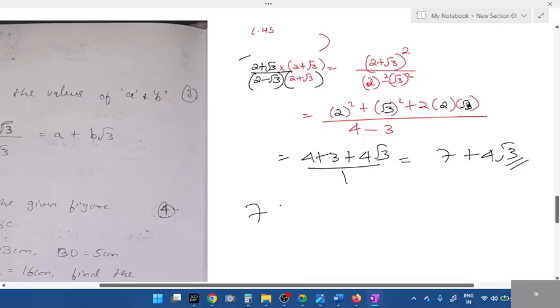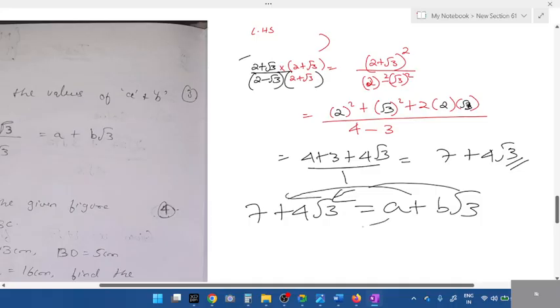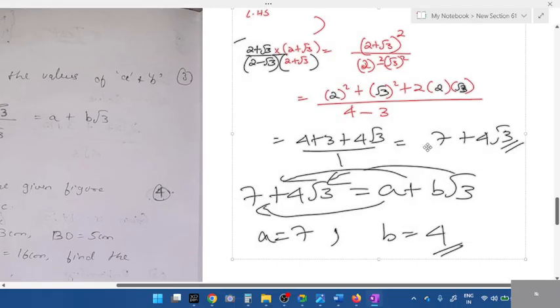So take 4 plus 7 plus 4 root 3 is equal to a plus b root 3. Compare this. See, we have root 3 and root 3. We have plus and plus. So what is the value of a? A is equal to 7. And what is b? B is equal to 4. Understood? A is 7, B is 4.